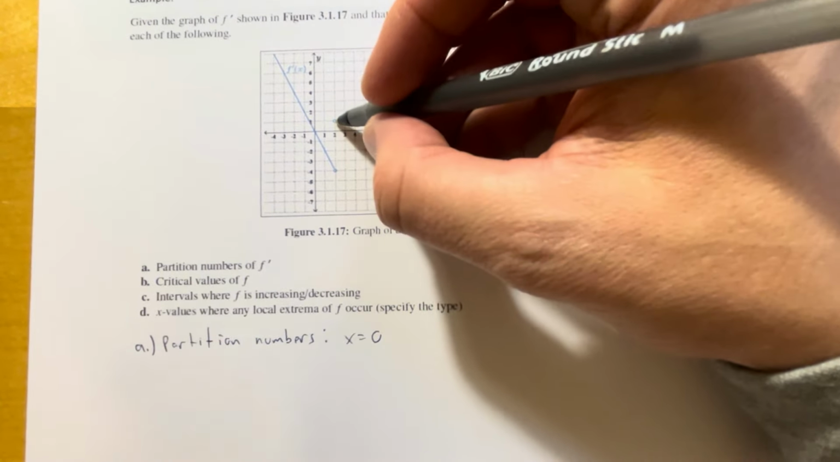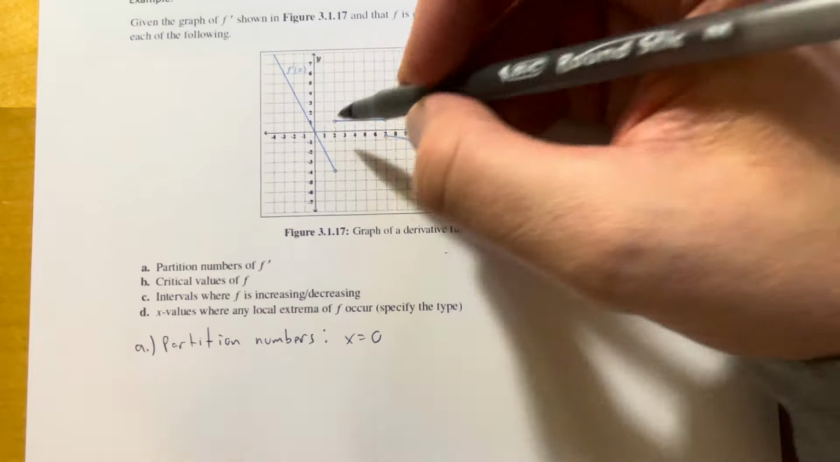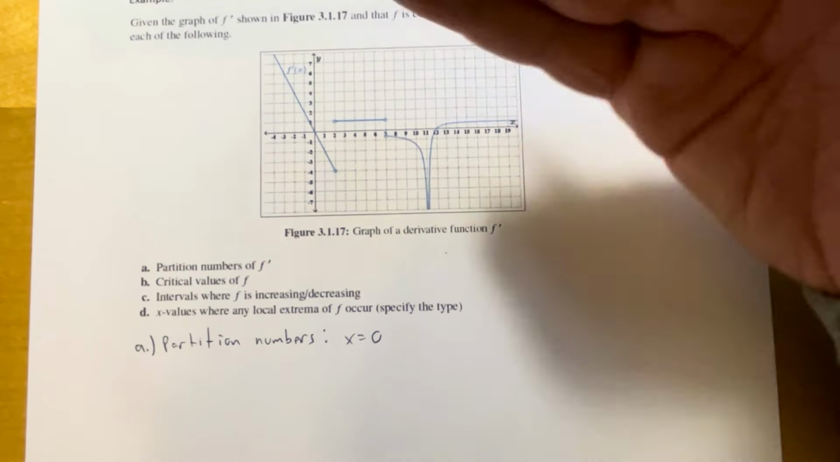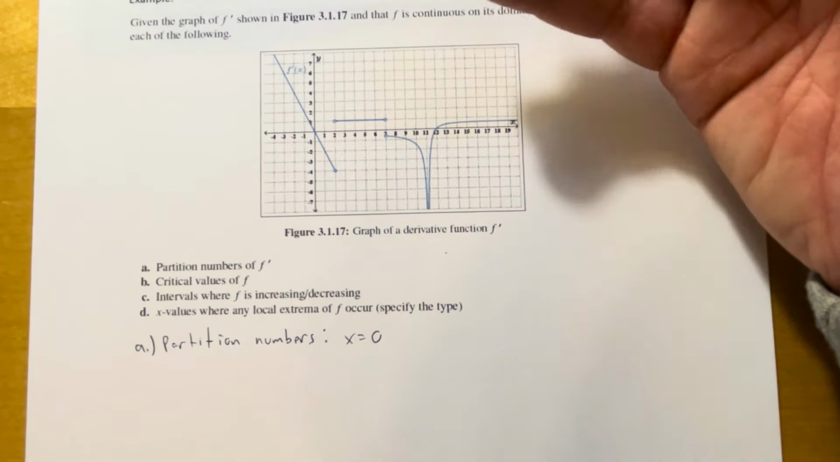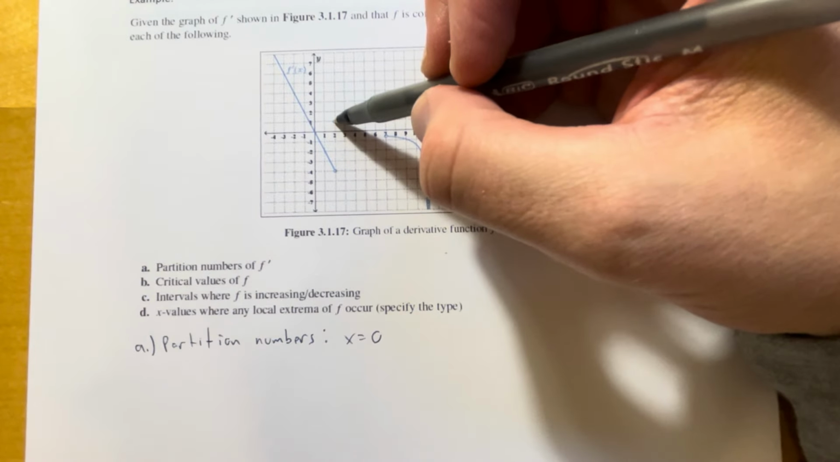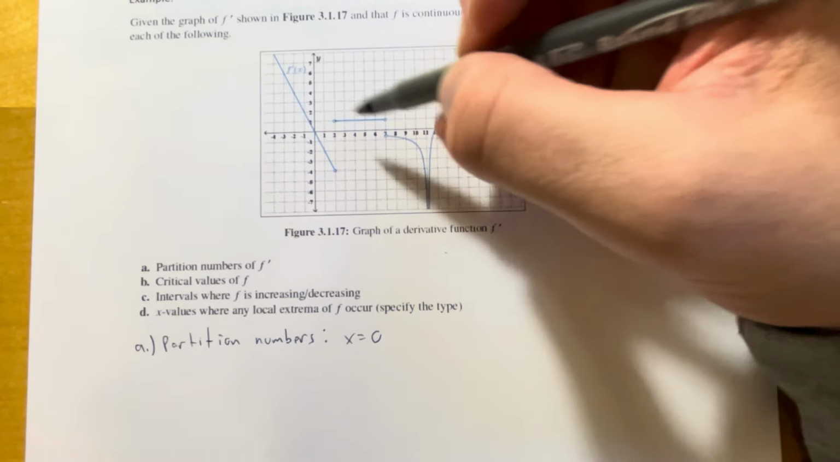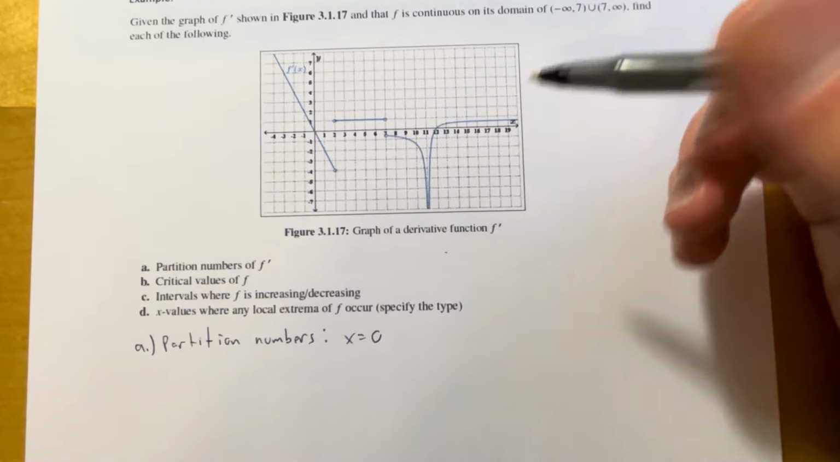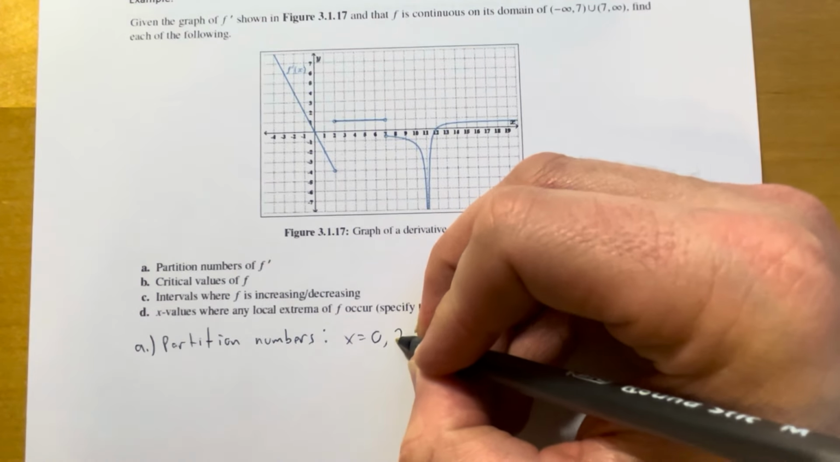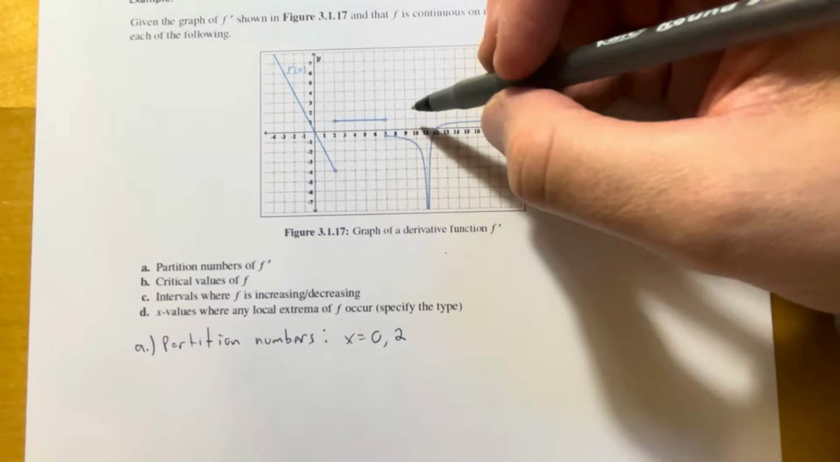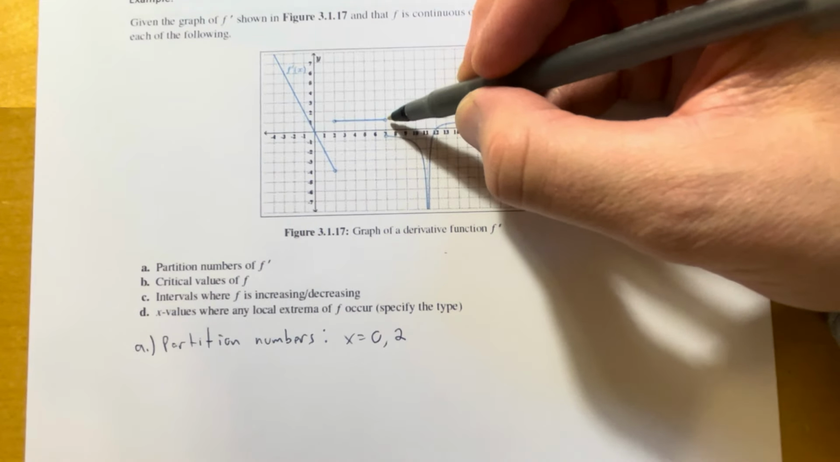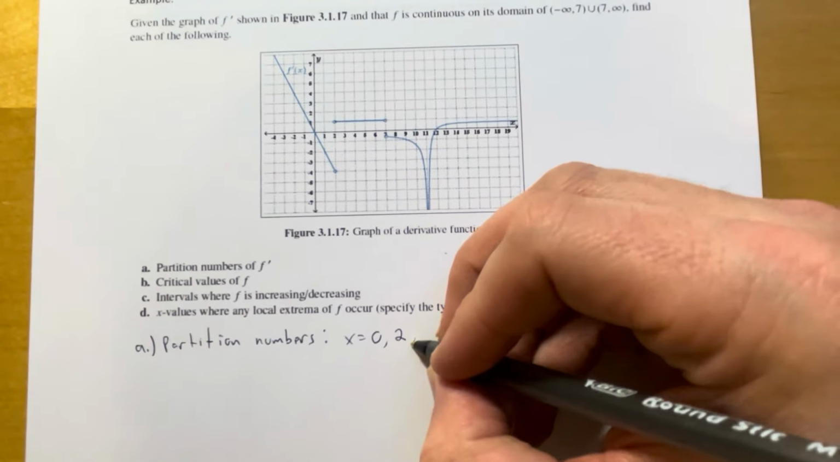Now, it's not just the fact that there's a discontinuity here. You can have a discontinuity, but still have f prime existing there, and it would require a point either here or somewhere else. It's just the fact that there's no point at x equals 2. So partition number at x equals 2. I see the same thing happening here at x equals 7. There's a hole there and a hole there.